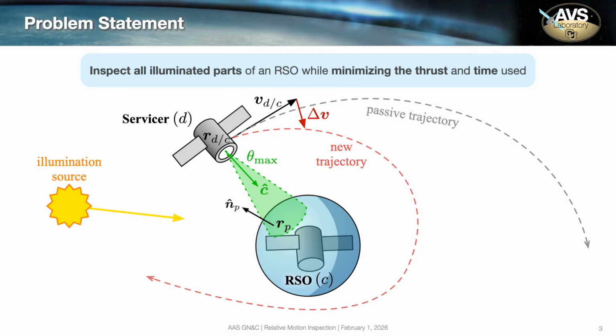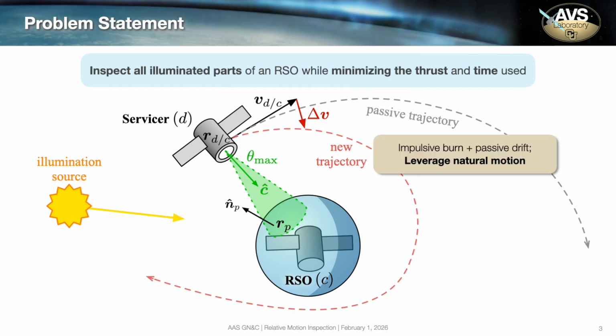So the specific problem statement we're looking at is we want to inspect all illuminated portions of an RSO while minimizing both the thrust and the time we're using. There are a few constraints on this problem. This includes that our control is based on impulsive burns followed by passive drifts, so we're really trying to leverage the natural motion in low Earth orbit.